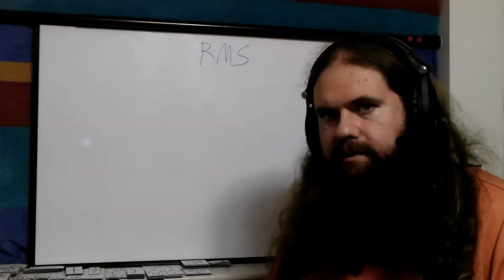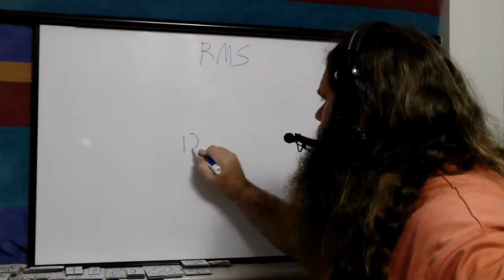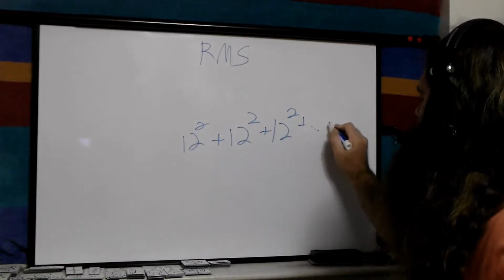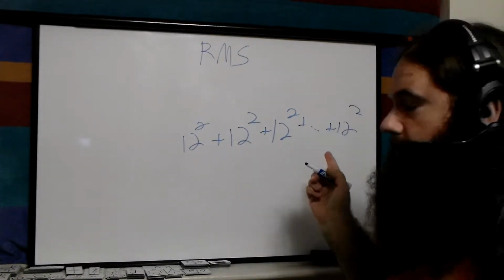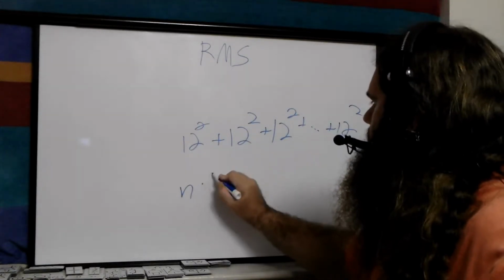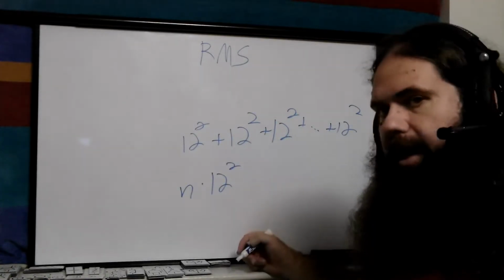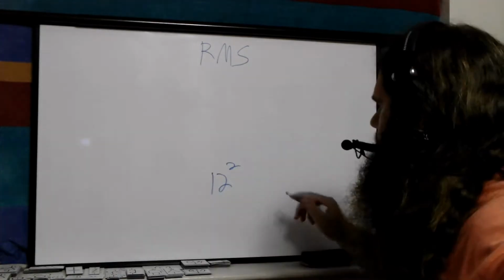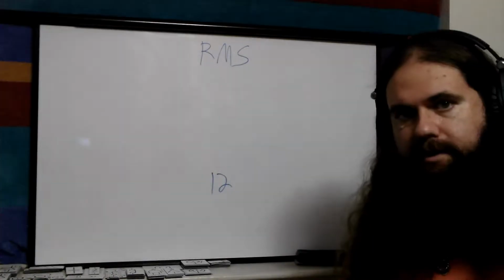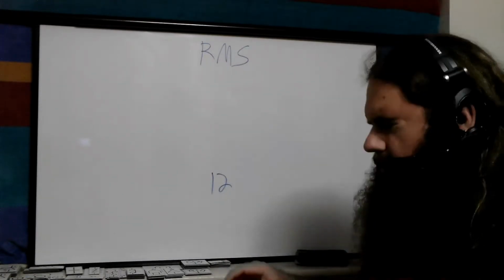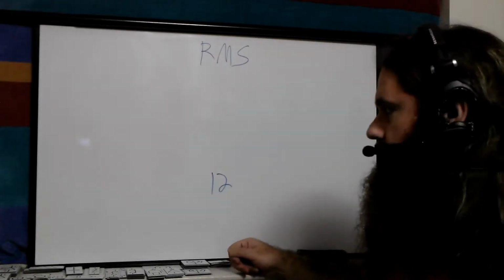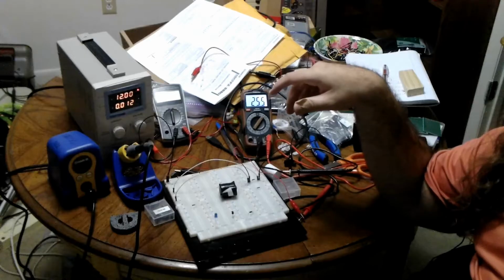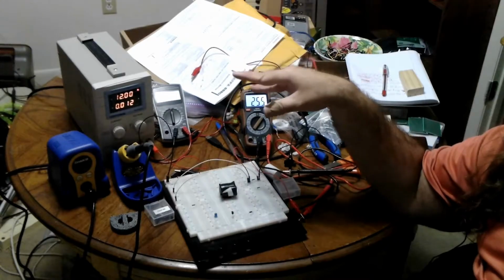But what if you have DC? I'm measuring 12 volts. Well, 12 squared plus 12 squared plus 12 squared and so on, right? They're all 12. Well, that's n times 12 squared, right? We're just adding it to itself that many times. But then we divide by n. Well, that's gone. And then we take the square root. Well, that's gone. So if you measure DC voltage with an AC meter that uses root mean square to calculate what's going on, you're going to get the right answer. So why didn't we? There are several clues that will lead us to the answer we seek.